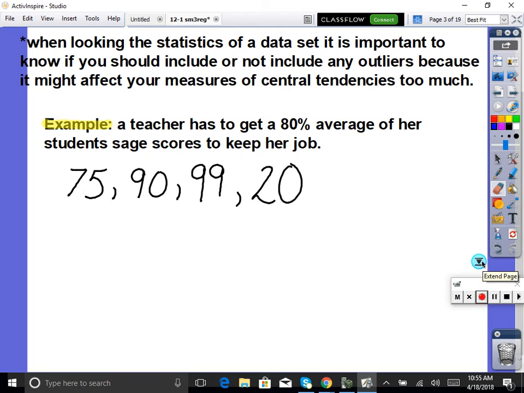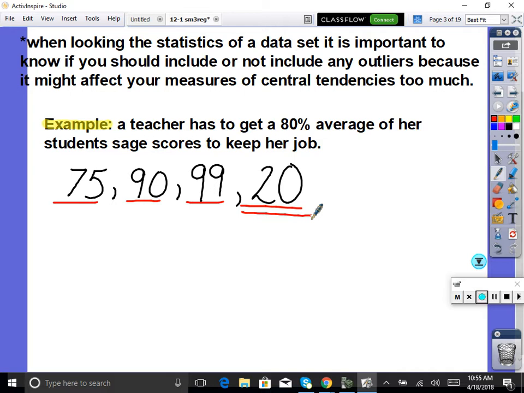So let's say that this is true. A teacher is going to lose their job if their students do not score an average of 80% on the end of level testing. So to make it easy, let's say this teacher only has 4 students, and here are their scores: 75, 90, 99, 20. So what would the outlier be? 20. This is substantially smaller than the rest of the scores. Well, it is what it is.